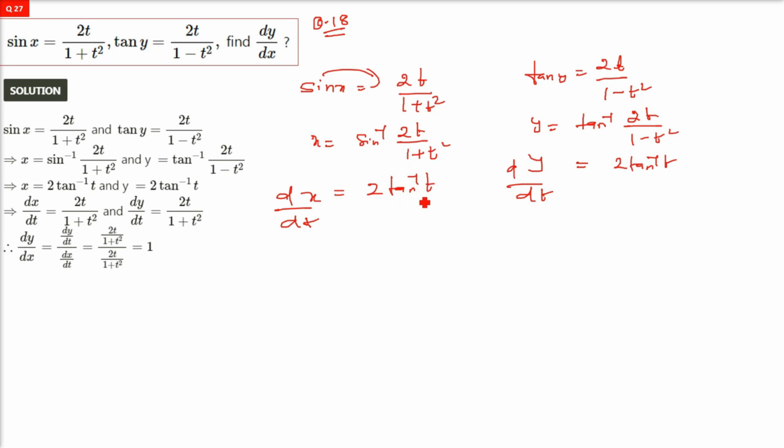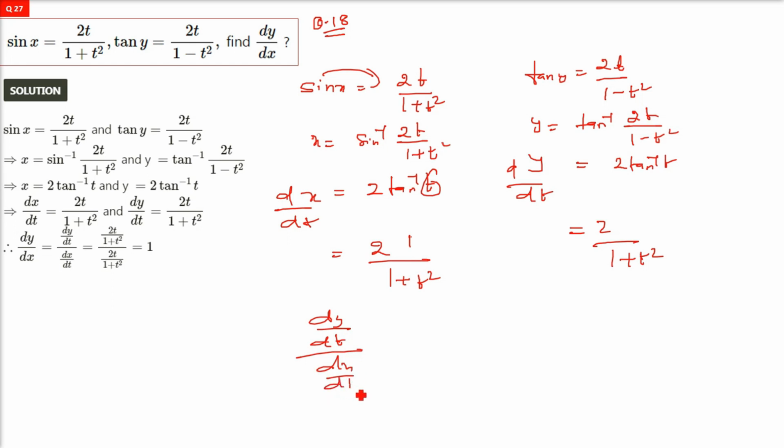When we take dy by dx, it is nothing but dy by dt divided by dx by dt. Even if you take the differentiation, tan inverse t is what? 1 by 1 plus t square. So 2 times 1 by 1 plus t square here, and here also 2 times 1 by 1 plus t square. So when we find dy by dt and divide by dx by dt, that is going to be equal to dy by dx, and that is nothing but both are equal. Visually you can see both are equal, but you have to write everything. You just cancel it out, you just say the answer is 1.